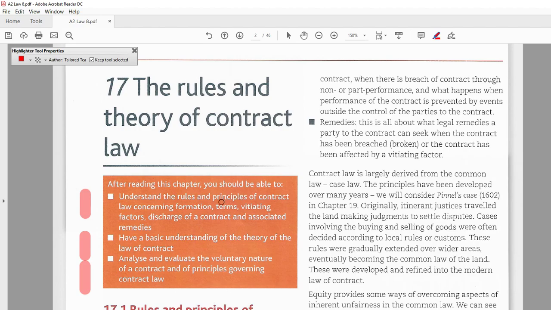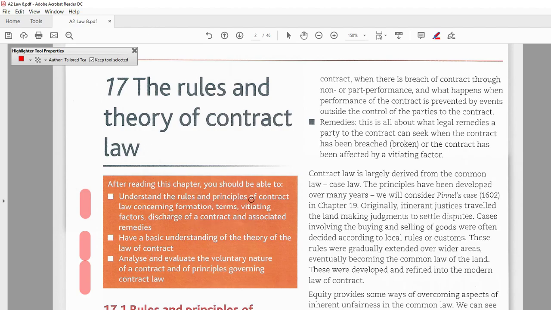Understand the rules and principles of contract. Now, the beauty of that is, because you've already studied the whole of contract, you know what that is. You know formation, terms, vitiating factors, discharge, and associated remedies. So that is not a problem. And then it goes on to say, have a basic understanding of theory of law of contract, and then analyse and evaluate. I'll tell you what, a very fast way to do this chapter.